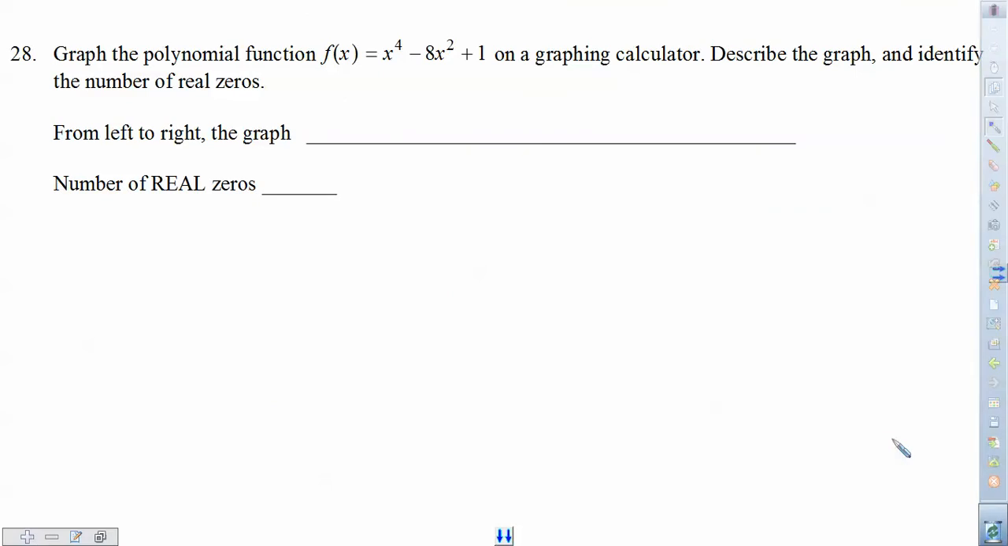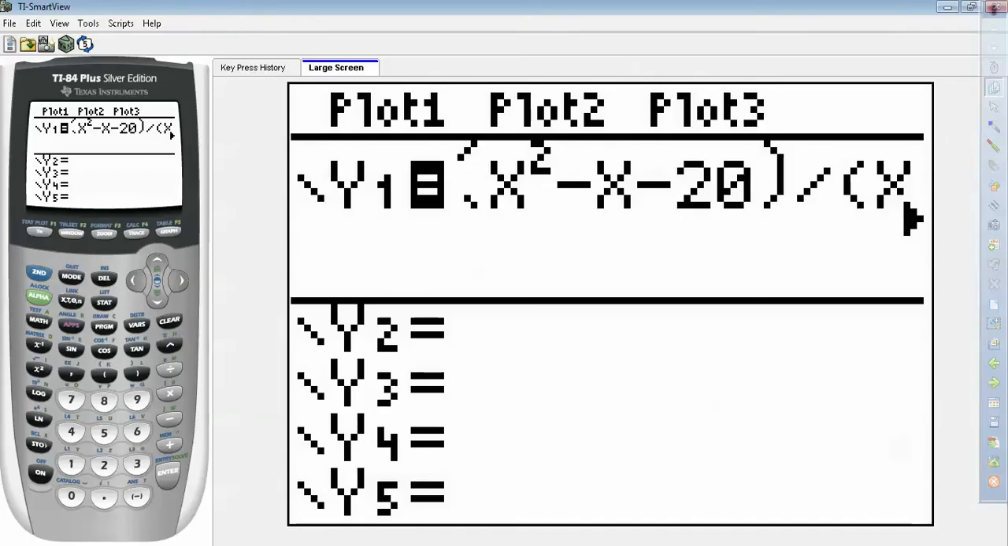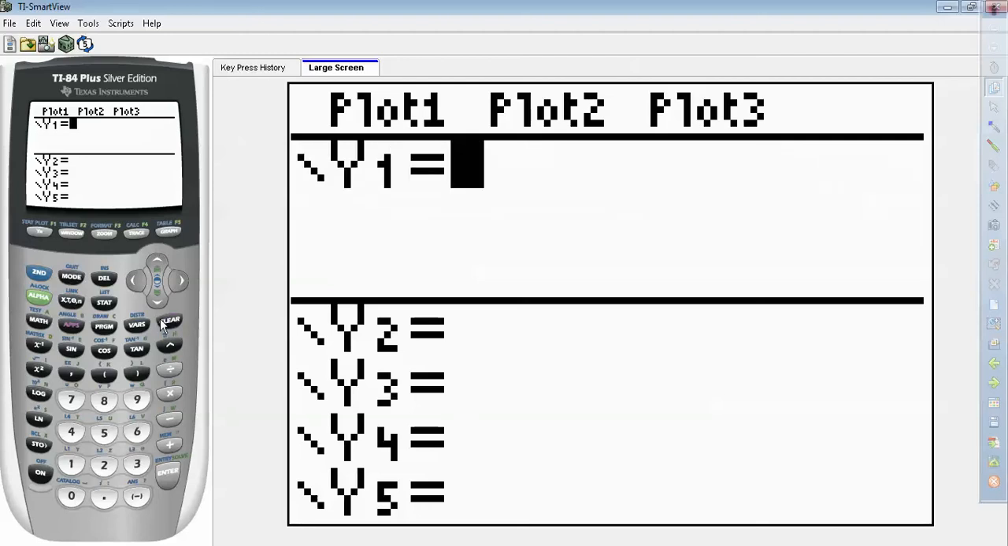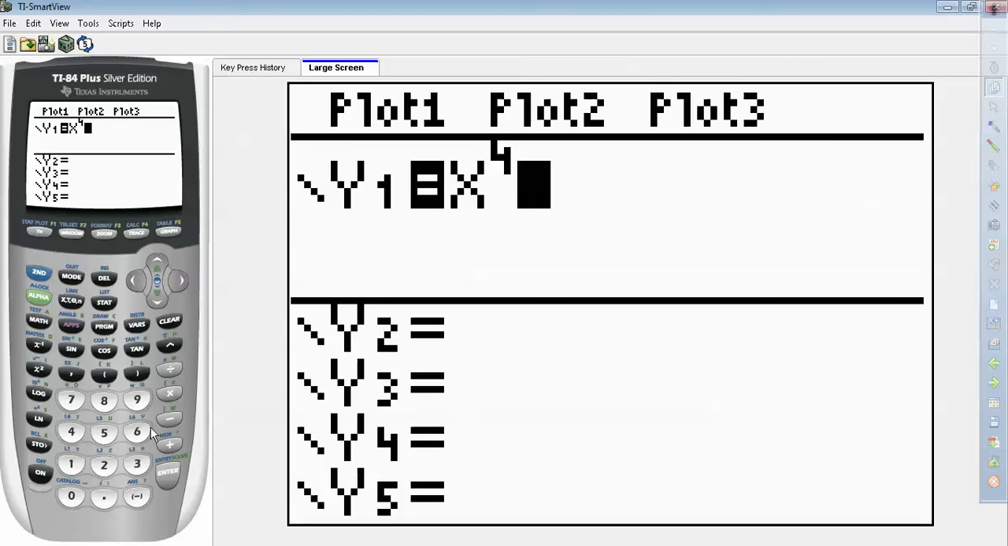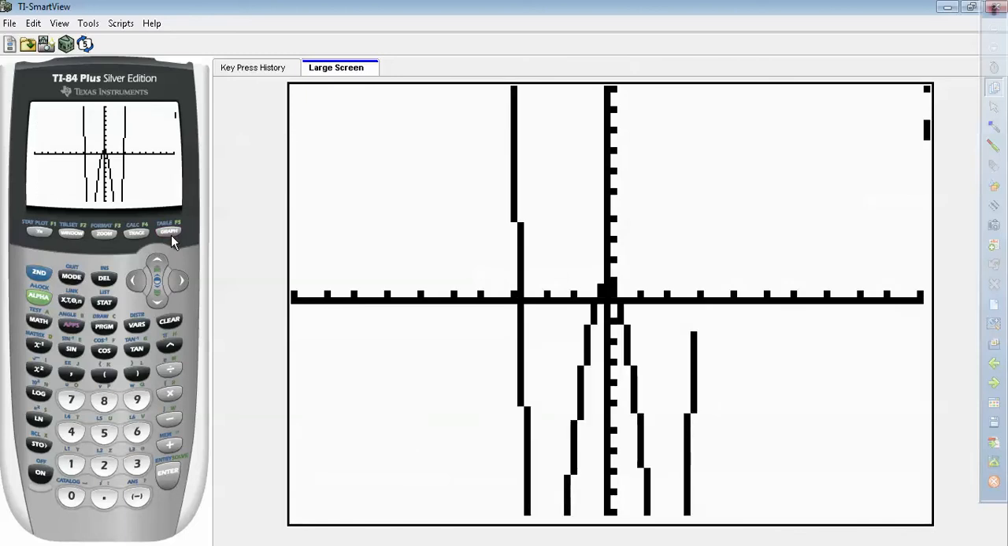Finally, number 28, graphing calculator is the name of the game here. So let's go ahead and type it in. Clear out the old one. We have x to the fourth. Jump down there. I think it was minus 8x squared. Square button's right there. Then next we have plus 1. Graphosaurus Rex. There we go.